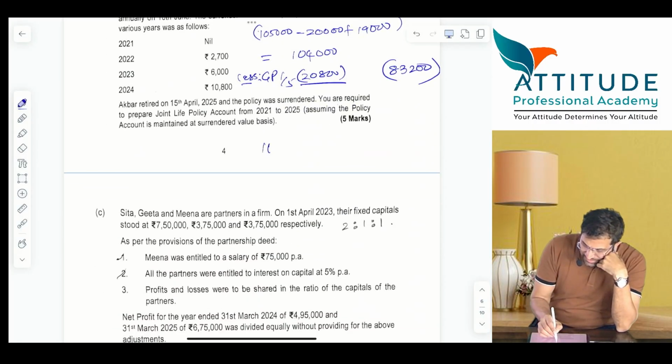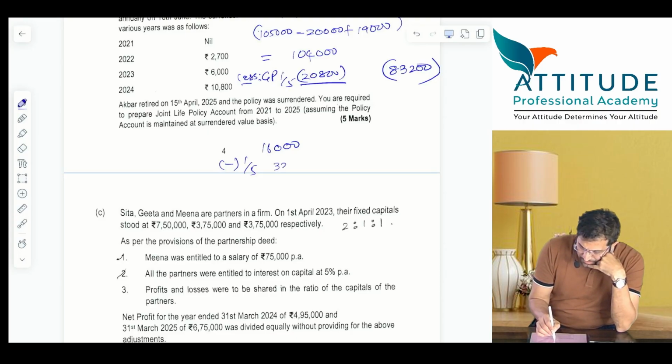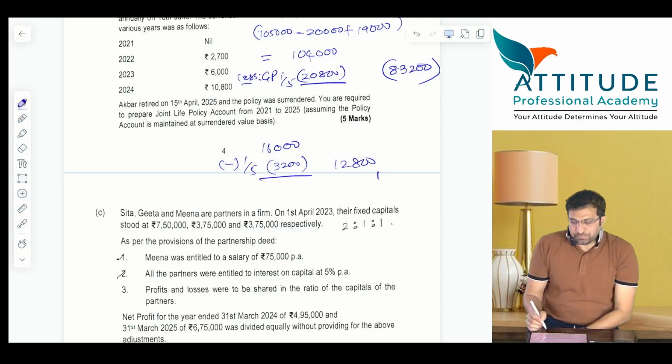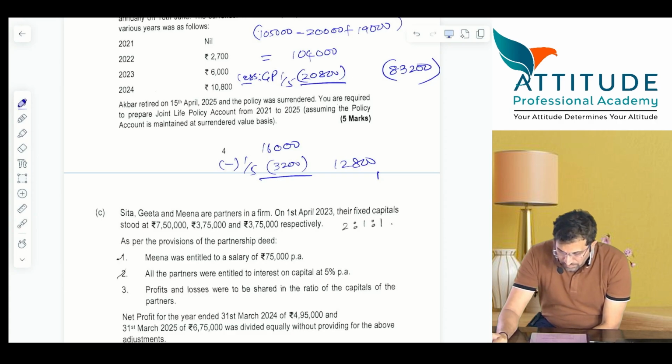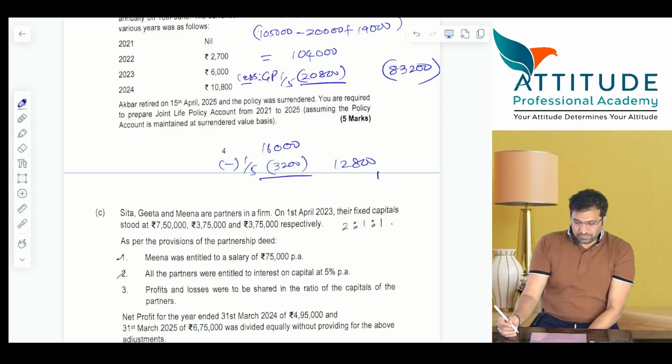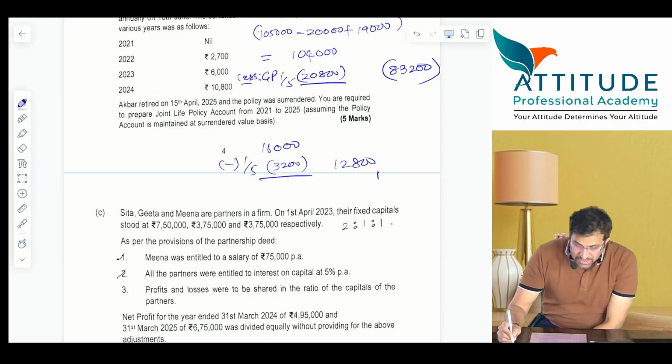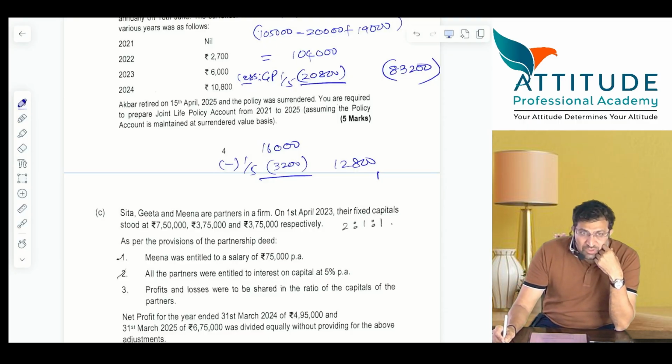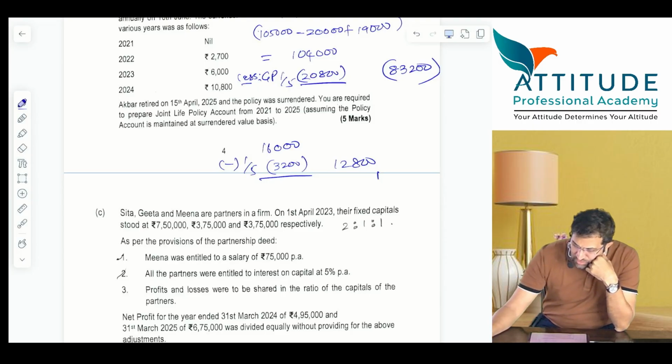Will you add 16,000 directly or subtract from 16,000? Minus 1/5. 1/5 of 16,000 is how much? Minus 3,200. How much does it come to? 12,800. 12,800 will be added. Please do the total. 1,24,800 is the value of stock on 31st March. Value of stock on 31st March.